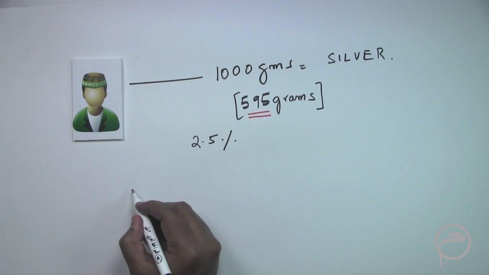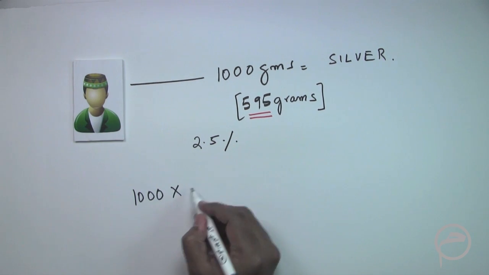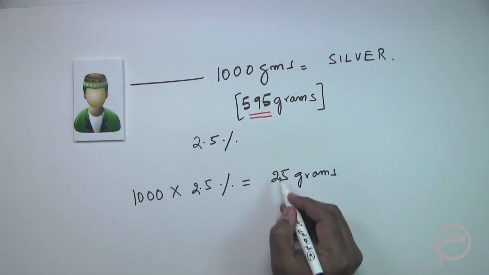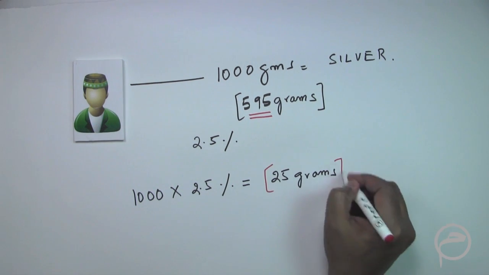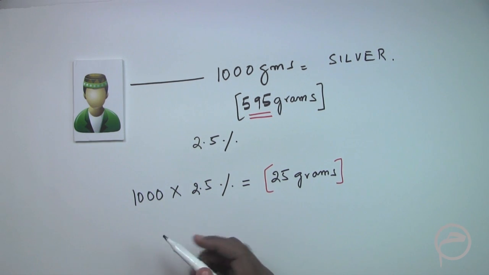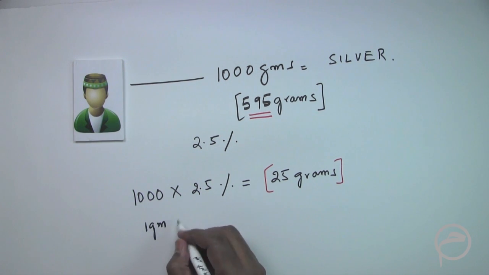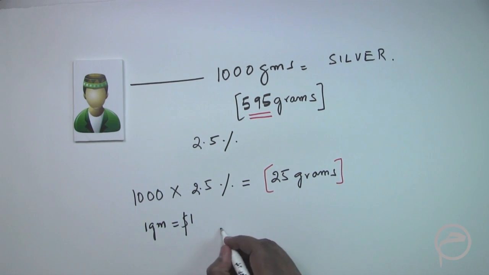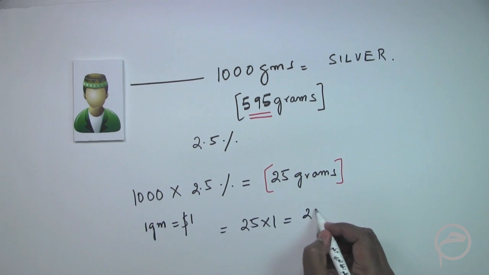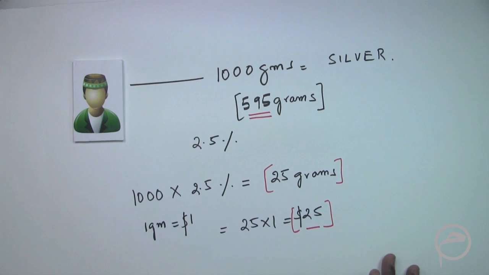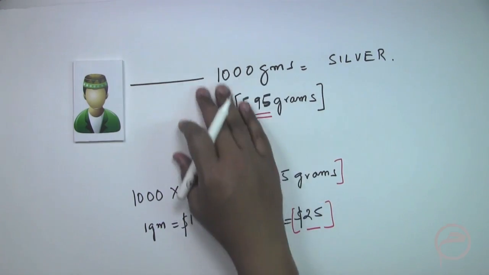So how do we calculate this? We multiply the 1000 into 2.5%, which is nothing but 25 grams. So this person has to pay 25 grams of silver as zakat. Okay? Just for ease of understanding, if we think that 1 gram of silver is equal to $1, then this person has to pay 25 into 1, which is $25 as zakat. So this is the methodology to calculate zakat if a person has silver.